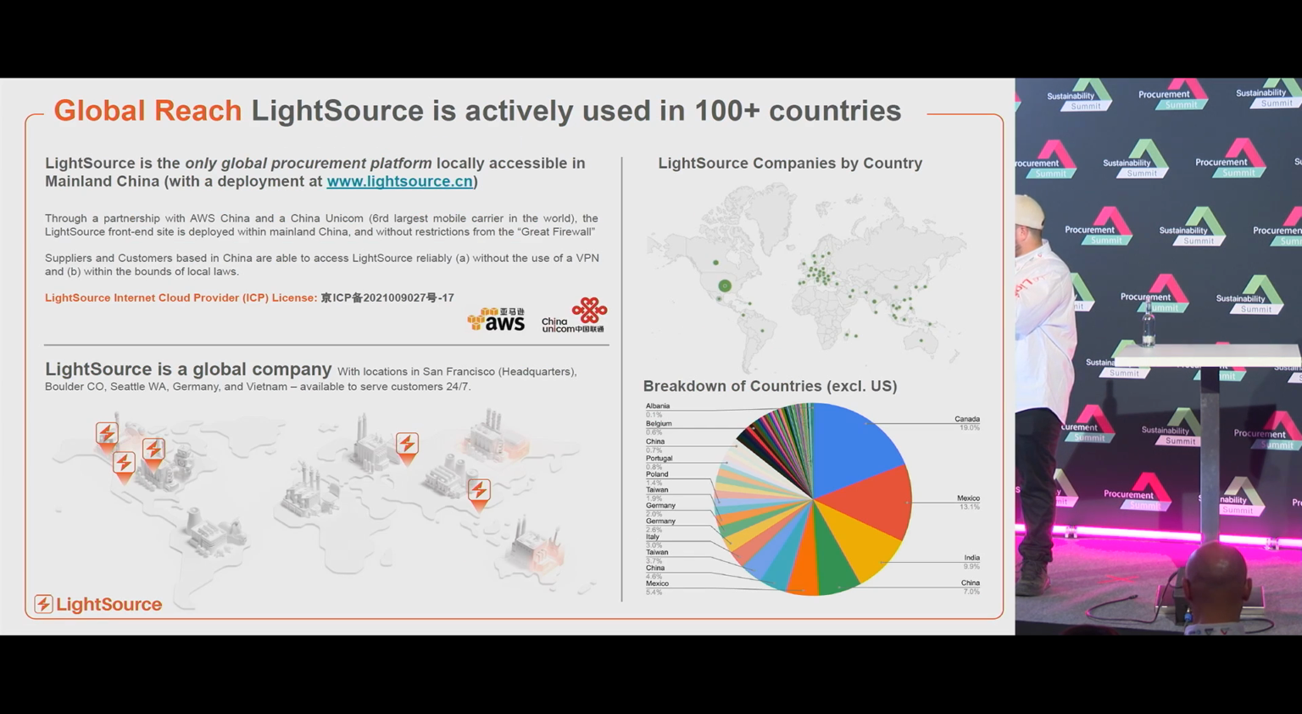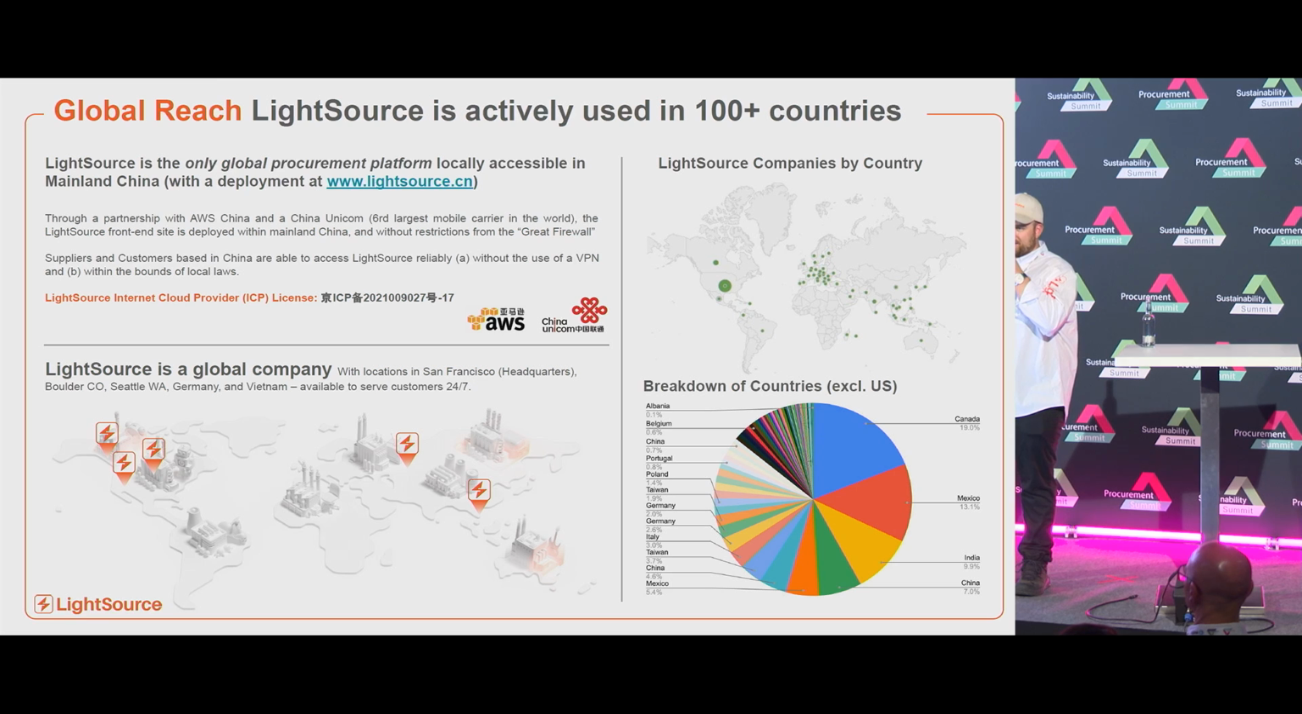The final thing I'll share about our business is that we are actively used in over 100 countries across 4 continents. We are also the only procurement tool, and I'll add a big caveat, the only procurement tool that is natively available in mainland China. If you have any suppliers based out of China, you may notice that they have trouble accessing Western sites. That's because they have a firewall. So we have Lightsource.cn, which is our China local version of our site. We have an internet cloud provider license from the government of Beijing.